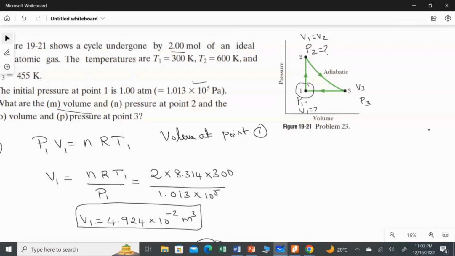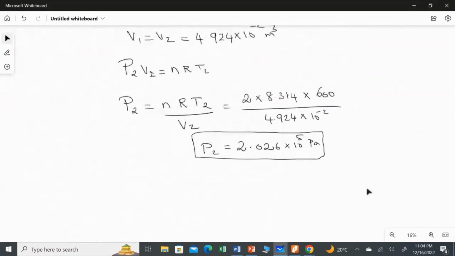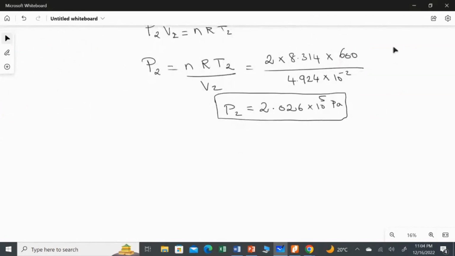For getting the volume, again we have to use the ideal gas equation. For point 3, your volume V3, you can see this line from point 3 to 1 is exactly a straight line. That means the pressure P1 is equal to P3, right? Because points 3 and 1 are on a straight line, that means the pressure is constant. That means the pressure at point 1 is equal to the pressure at point 3. And I'm going to use this condition, again dealing with the ideal gas equation, for getting the answer for the O part.